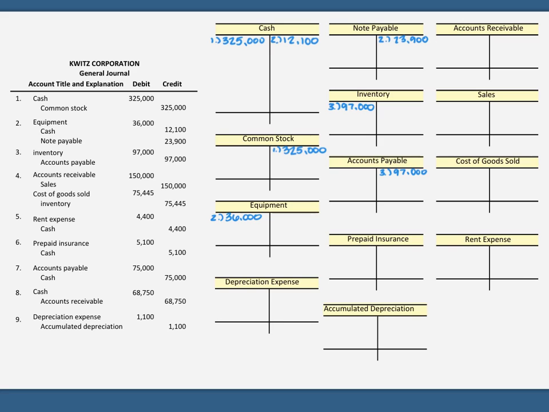Number 4. This is our large journal entry with the sale of inventory. So we have accounts receivable and sales, and then we have cost of goods sold and inventory. So let's go ahead and post those. We have accounts receivable first up here for $150,000. And sales right below it for a credit, $150,000. We have cost of goods sold, which is going to be a debit, $75,445. And then last, we credit inventory for that amount as well.